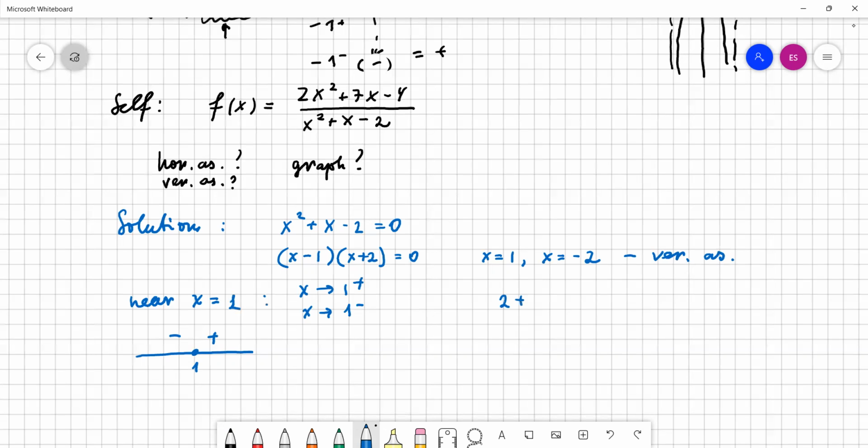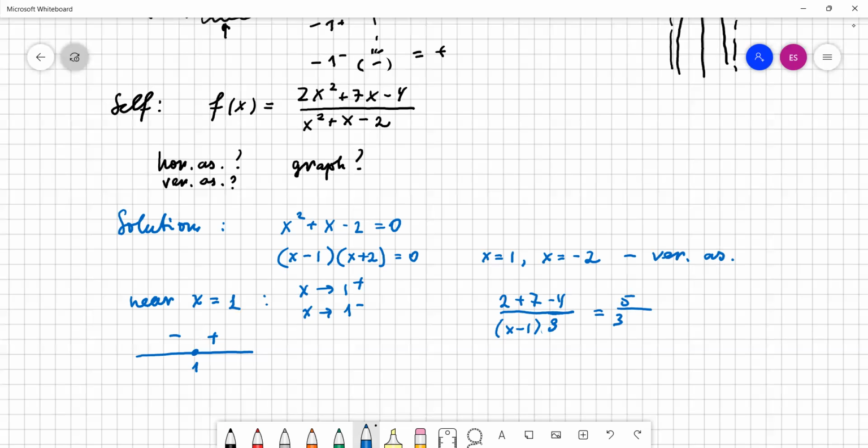So we have 2 plus 7 minus 4. And in the denominator, keep it in factored form, x minus 1 and x plus 2. So I'm going to plug in 1. So it's 3. Again, you can plug in 1 directly everywhere where it's not turning into 0. So what you have here, 2 plus 7 is 9, minus 4 is 5, this is 3.